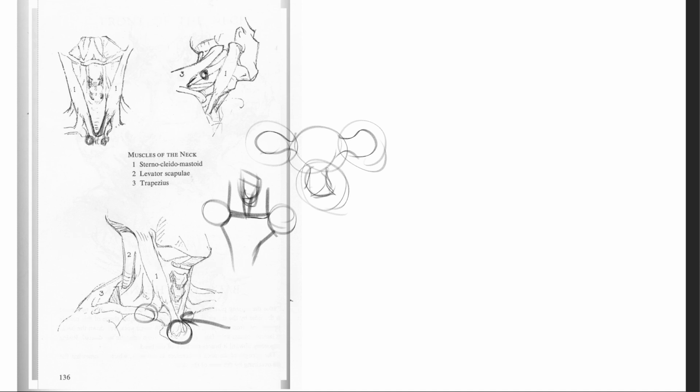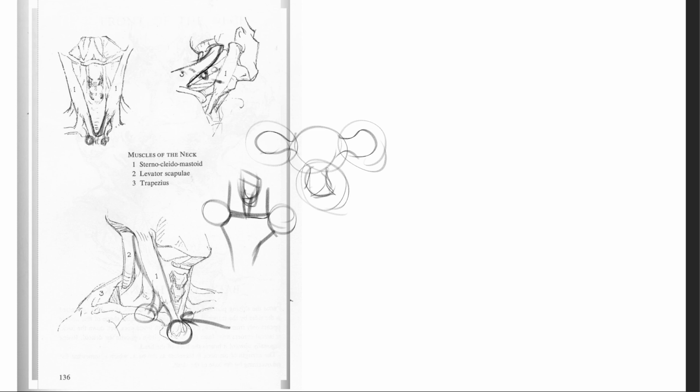And then we have the trapezius muscle, which is attached to the base of the skull, connected to the scapulas and the rib cage. And that covers the levator scapula. We only see a small portion of that sitting between these two muscles. And then from the profile view, very strong shape of the sternocleidomastoid muscle.